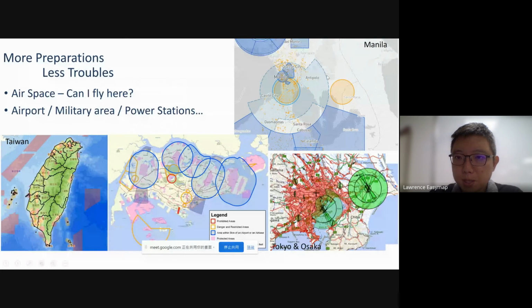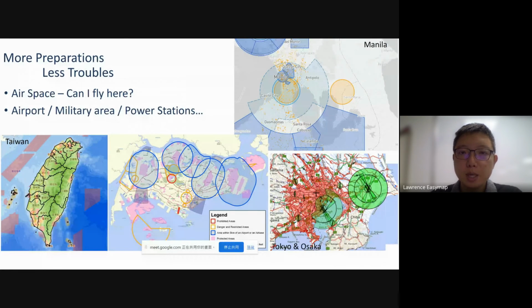And even in the Philippines, in Manila, they have some regulations. In Tokyo and Osaka, they have very strict restrictions. What I want to say is that if you want to plan a mission, you need to fly legally, safely, and also know the regulations.